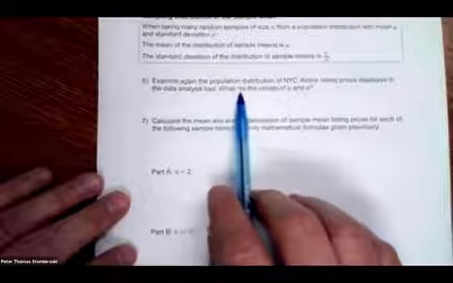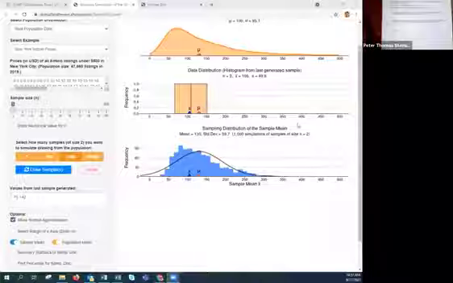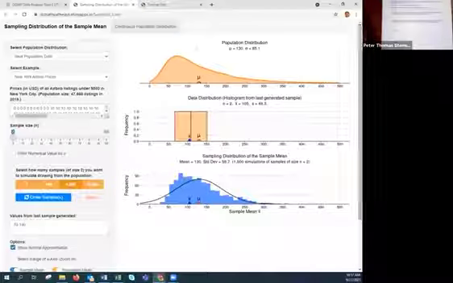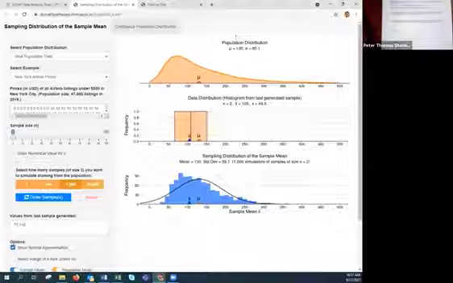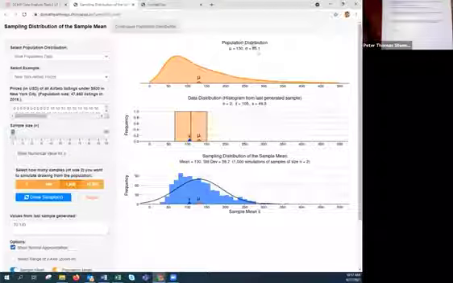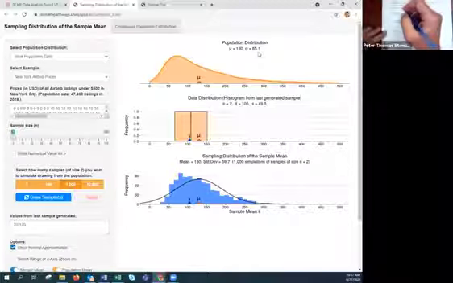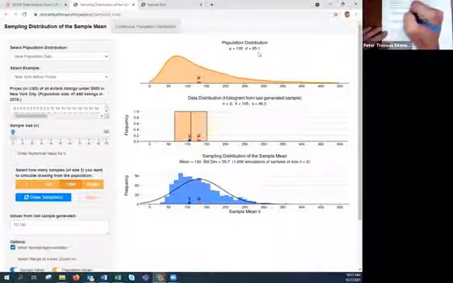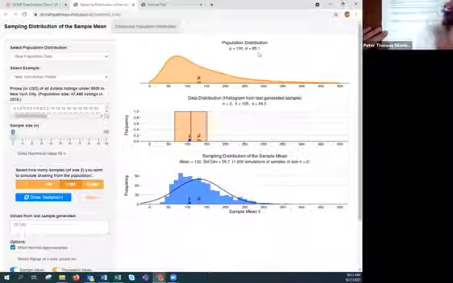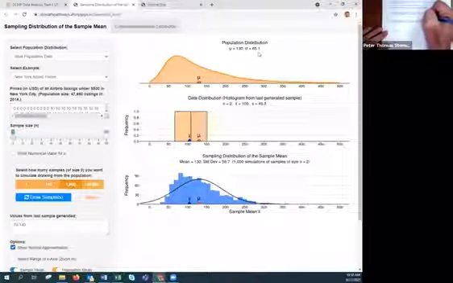So now it says, examine again the population distribution of the New York Airbnb listing prices displayed in the data analysis tool. What are the values of mu and sigma? If I come back to the screen and share the screen again, you'll see up here that the parent population distribution initially had a mean of 130 and a population deviation of 85.1. So we're going to write that down. So mu in the population was $130. And sigma in the population was $85.10.